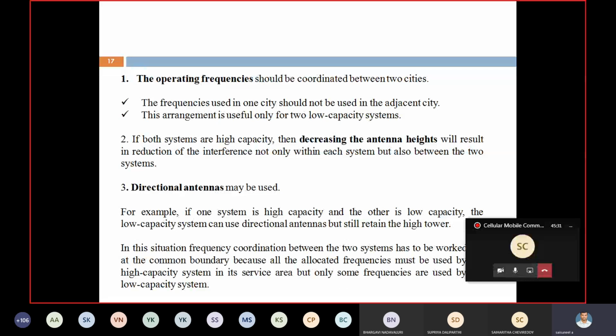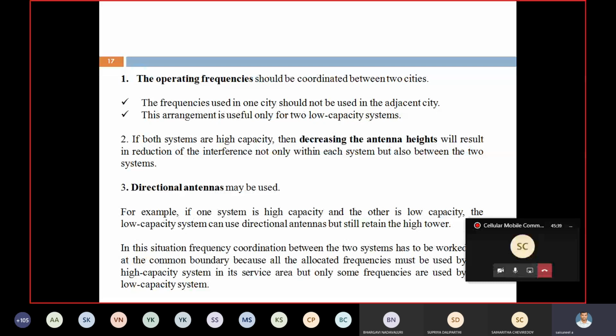Right. Next, this arrangement is useful only for low capacity systems. That is, we have to decrease the capacity. How do we decrease the capacity? Instead of using more and more base stations, we have to use a smaller number of transmitters.